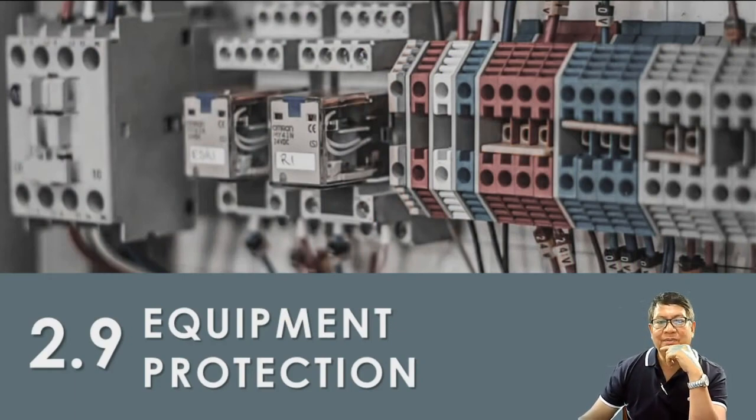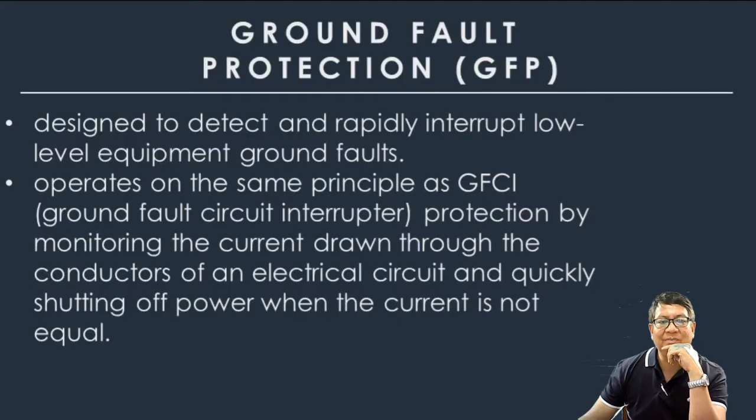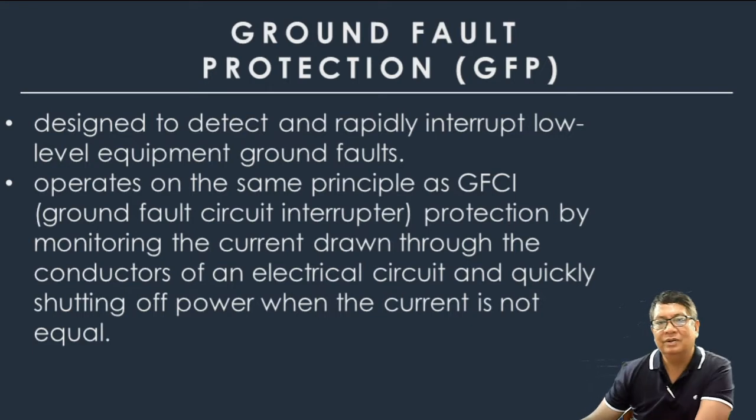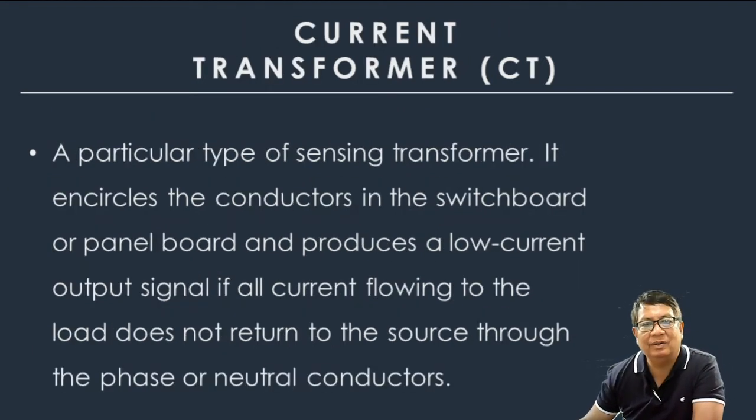We have 2.9, equipment protection. To protect our equipment, first, we have ground fault protection. It is basically designed to detect and rapidly interrupt low-level equipment or ground fault. It operates on the same principle as GFCI, ground fault protection, by monitoring the current drawn through the conductors of an electric circuit. So we have that ground fault protection for our equipment.